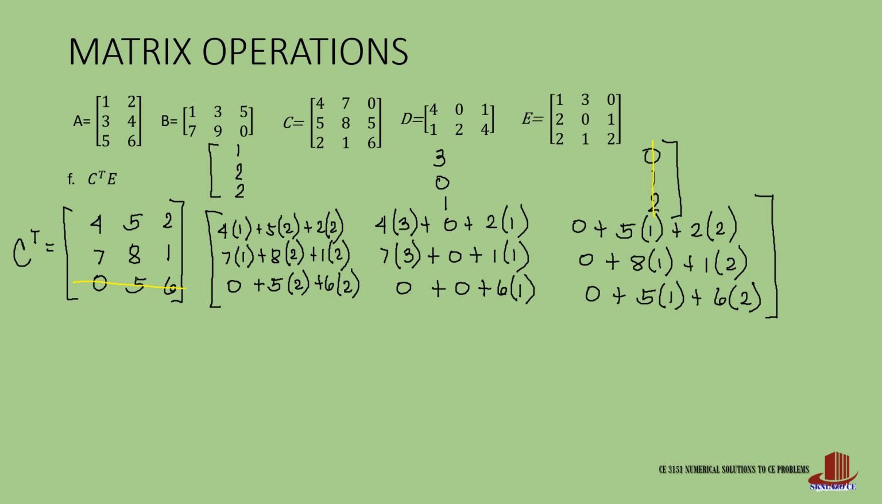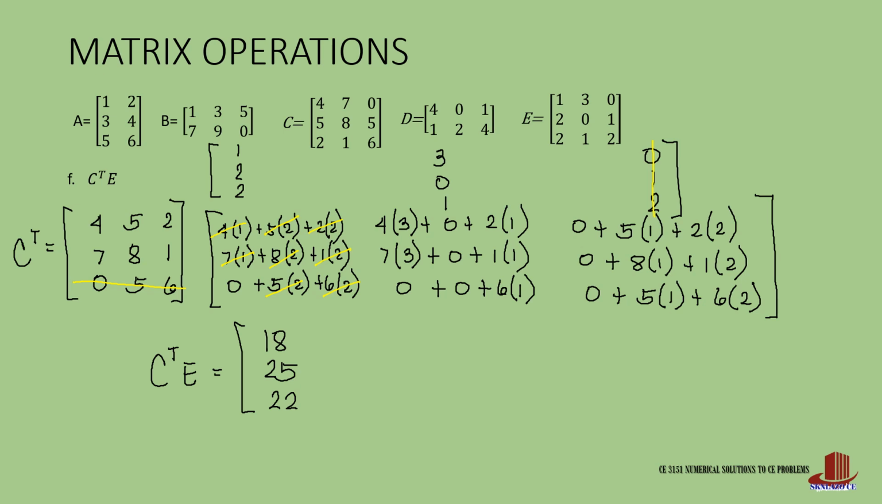So checking on to our simplified version of transpose of C multiplied by matrix E, we get 4, 14, 18. Seven plus 16, 23, plus 2, 25. 10 plus 12 gives us 22.